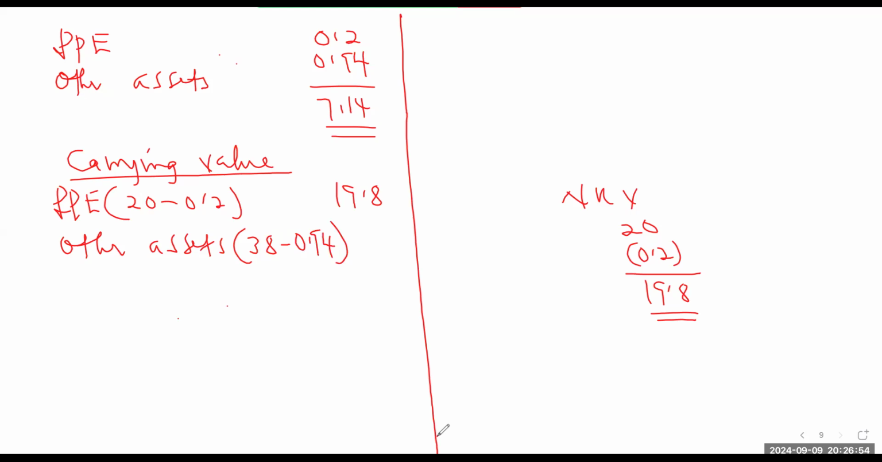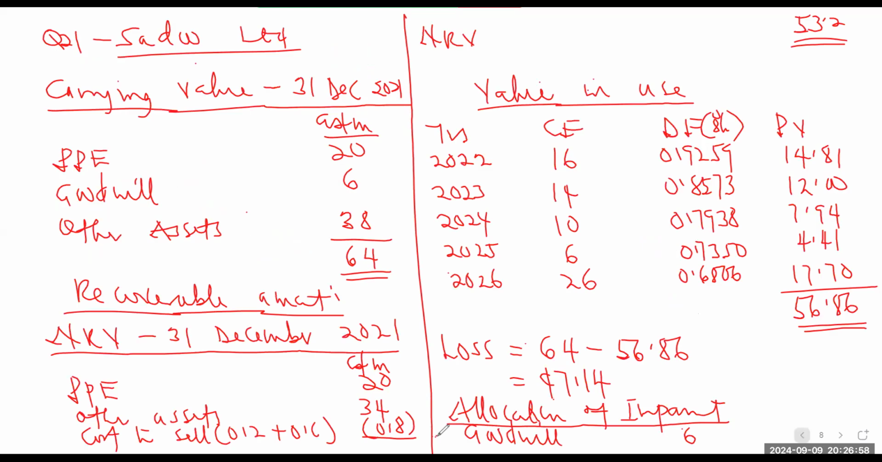Hello, senior. Yes, please. I missed the 0.94 for the other assets. I'm confused too. The impairment that we have is 7.14, isn't it? Goodwill has taken 6. What will be left?